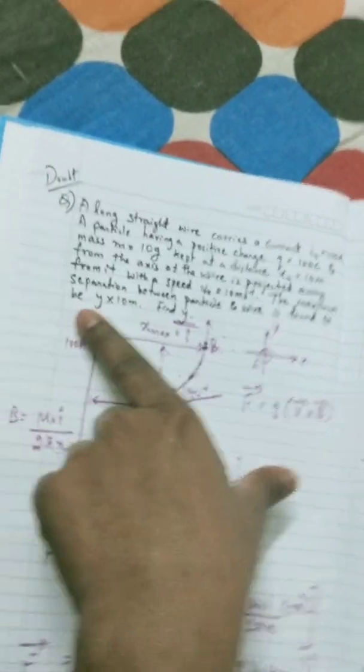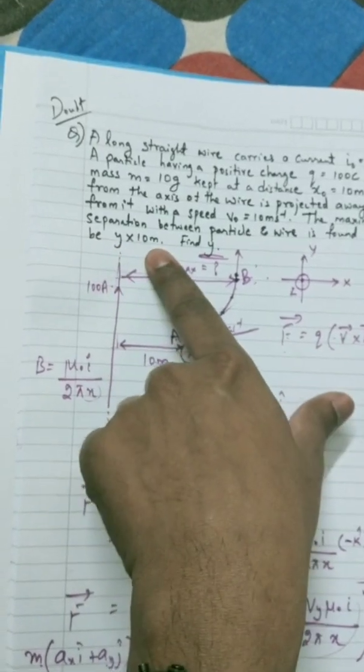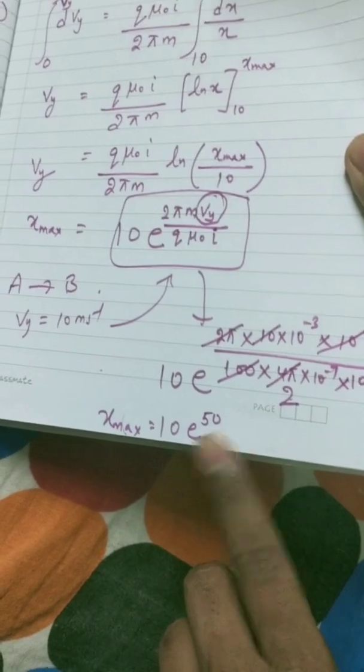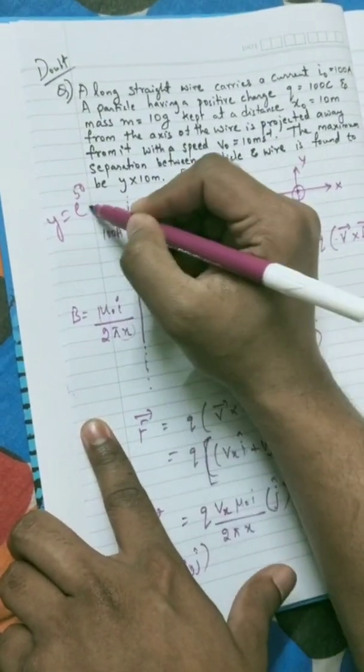Now in the question, the maximum separation between the particle and the wire is given as y into 10 meters. Here we got 10 into e to the power 50. So y should be equal to e to the power 50. This is the answer.